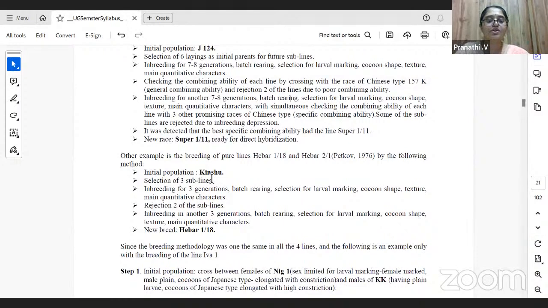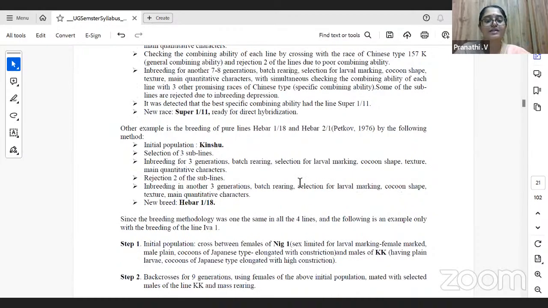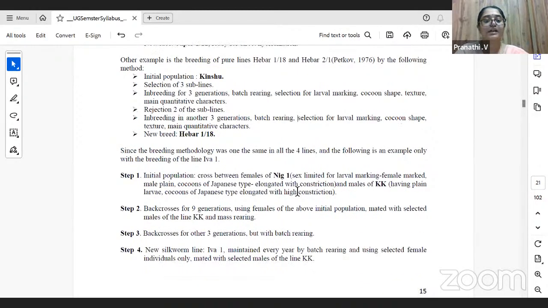Similarly, you have the Kinshu, through which 3 sublines were selected and inbred, out of which 2 sublines were rejected, and then for the 1 remaining subline, inbreeding was done for around 3 generations. Again, based on the phenotypical characters, selection was done, and then a new breed was formed, which is the Hebar 1/18. In this way, the breeding method was used.